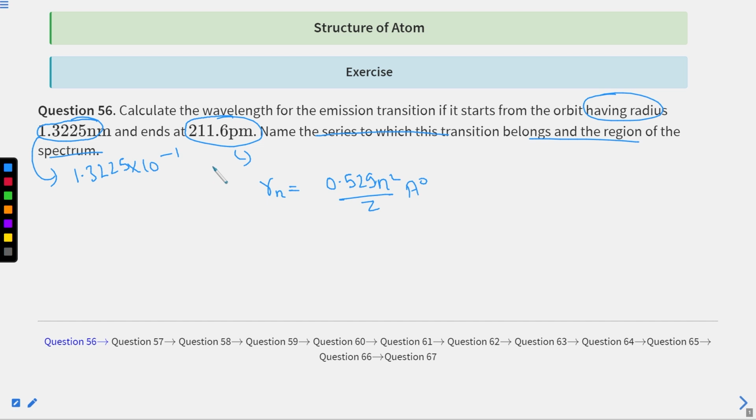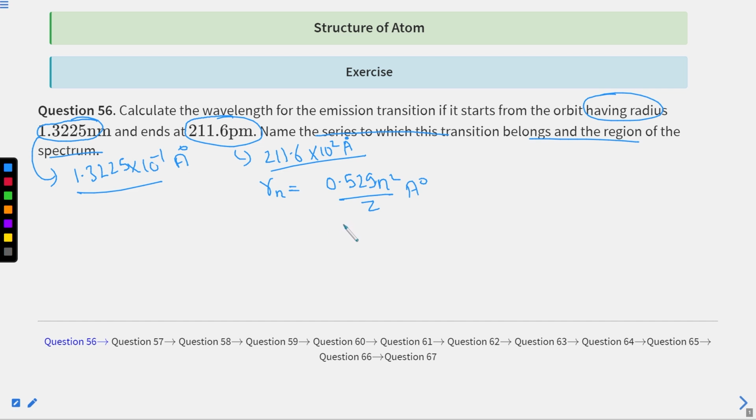Next is 21.6 picometer. In this case, it is given in picometer, so we have to convert it into angstrom, that is 10 to the power -2 angstrom. So this is this much and this is this much. Clear? Okay, so that would be 10 to the power -1.